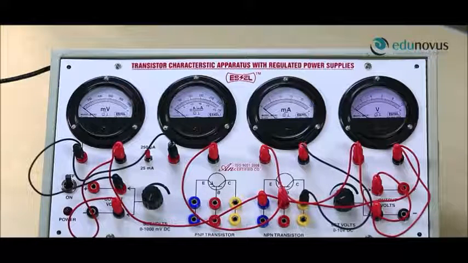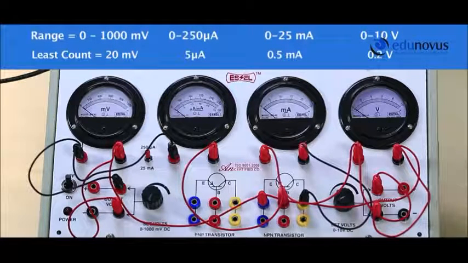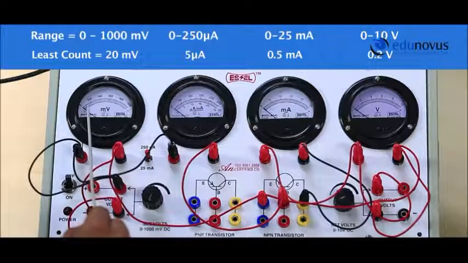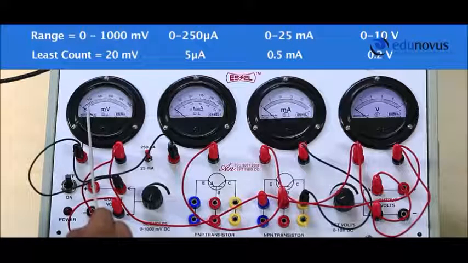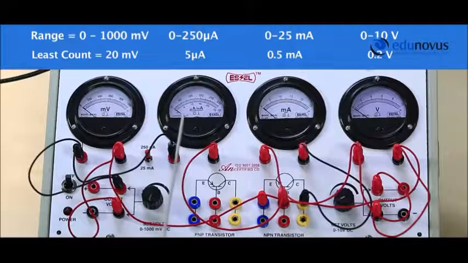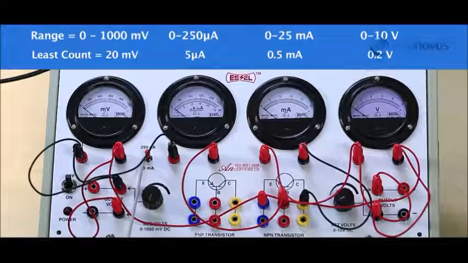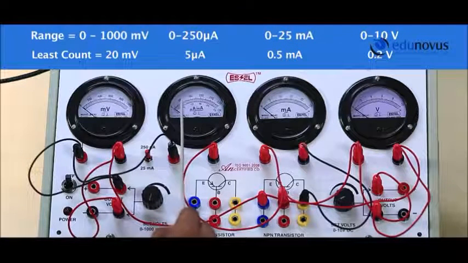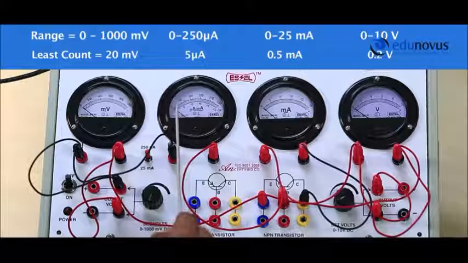As you can see, there is no zero error in the ammeters and voltmeters here. So let's note down the least count and range of the ammeters and voltmeters. The range of the input voltmeter is 0 to 1000 millivolts and its least count is 200 millivolts divided by 10 divisions, which is 20 millivolts. The range of this ammeter here is 250 microamperes, since right now the toggle switch is set at 250 microamperes. The least count in this setting is 50 microamperes divided by 10 divisions, which is 5 microamperes.